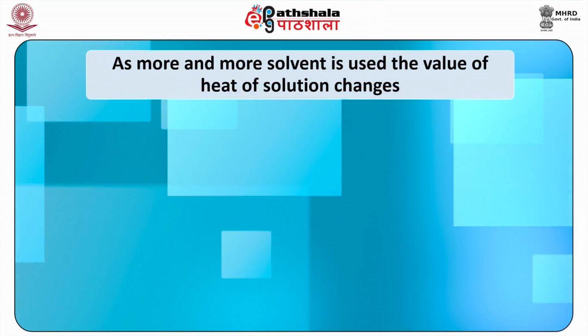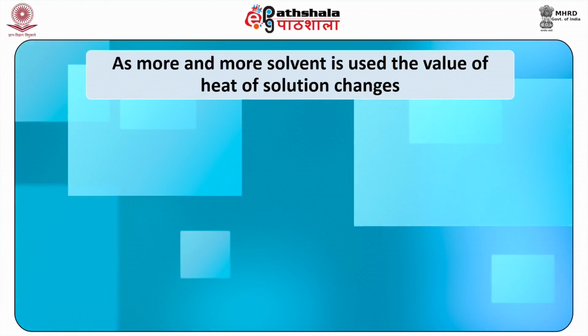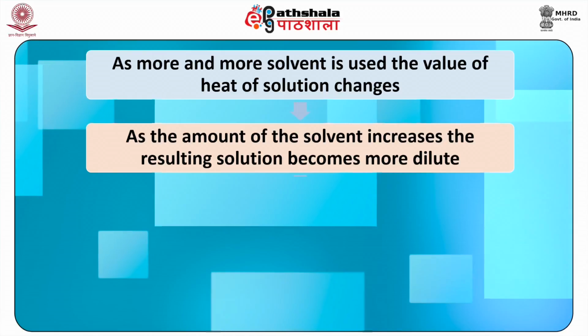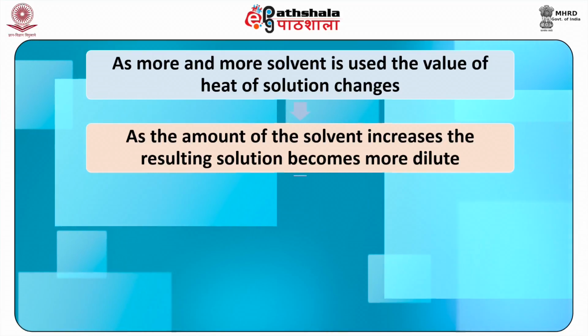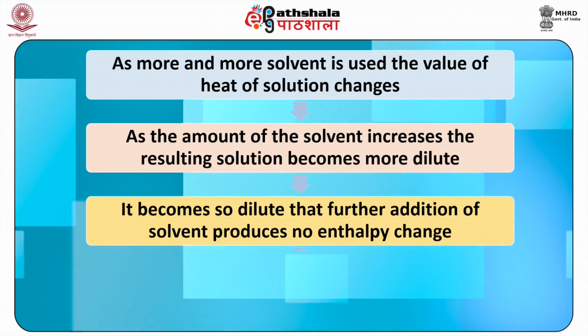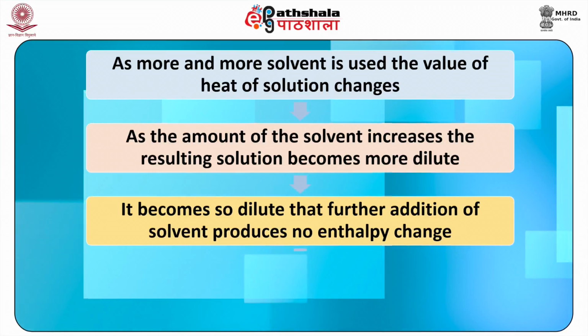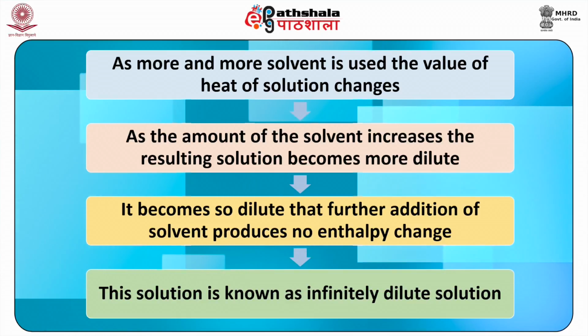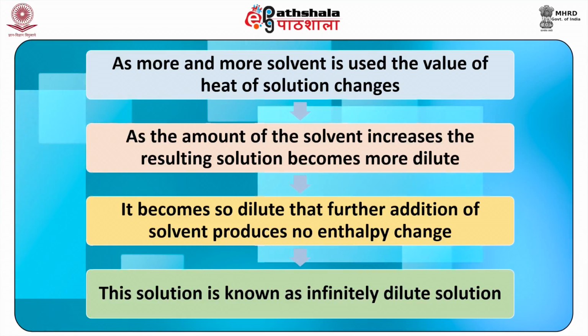These values of delta H show the general dependence of the heat of solution on the amount of the solvent. As more and more solvent is used, the value of heat of solution changes. As the amount of solvent increases, the resultant solution becomes more dilute, and ultimately it becomes so dilute that further addition of solvent produces no enthalpy change. This solution is known as infinitely dilute solution.